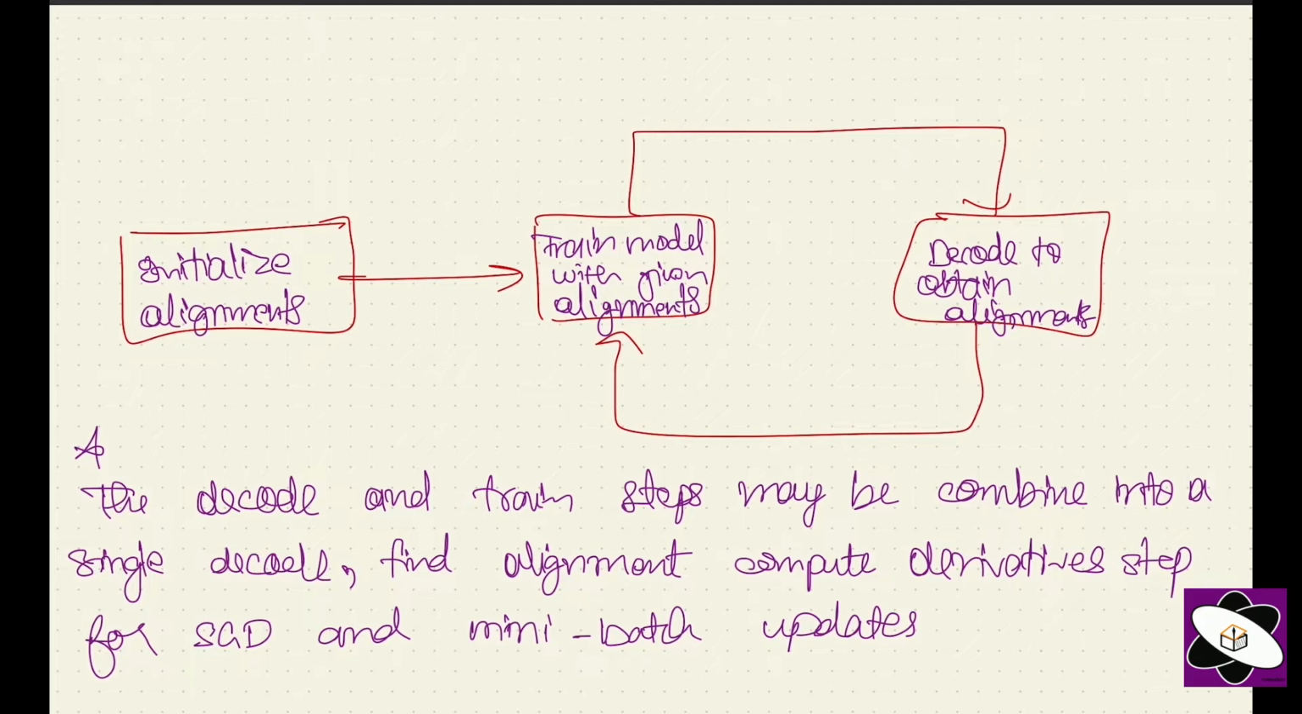The approach depends heavily on the initial alignments. What are the initial alignments? It depends on that, and it is prone to poor local optima. And what is the alternate solution? Do not commit to an alignment during any pass, so just don't commit to it. So these are the reasons.